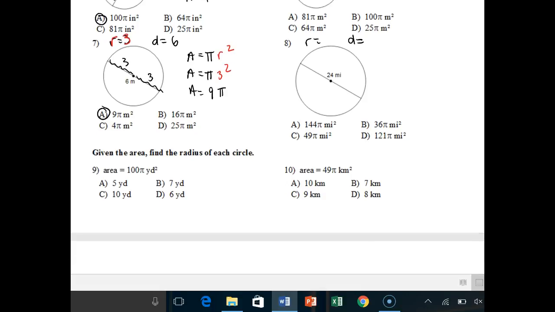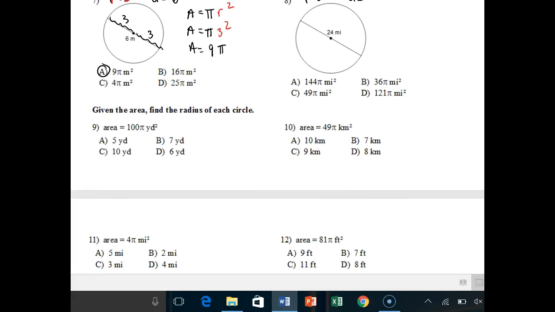For the next section, look carefully at the directions. It says, given the area, find the radius of each circle. So we're going to need to use the square root here. You write down area is equal to pi r squared. Your area is 100 pi yards, so 100 pi is equal to pi r squared. You start off by dividing both sides by pi. The pi's on both sides cancel off, so I get 100 equals r squared. You now take the square root of both sides.